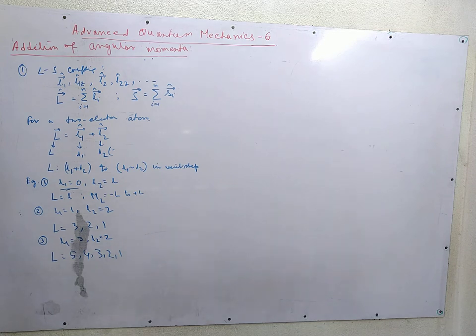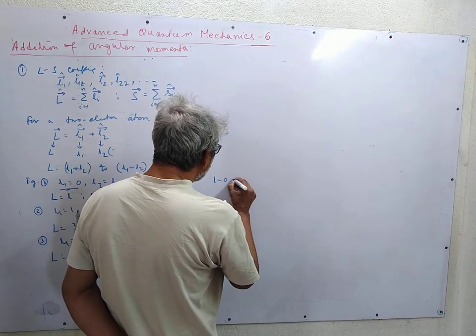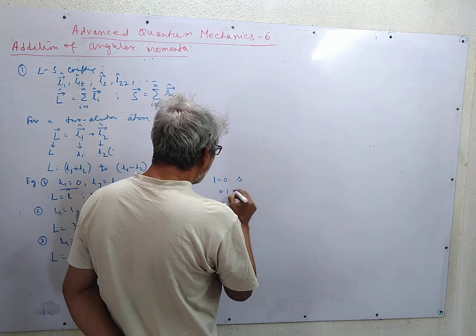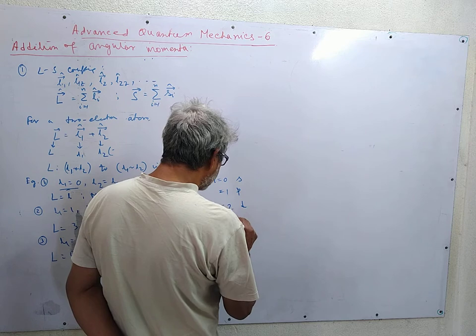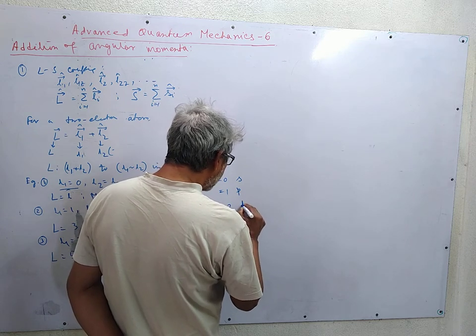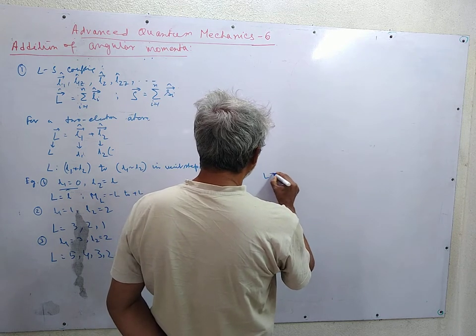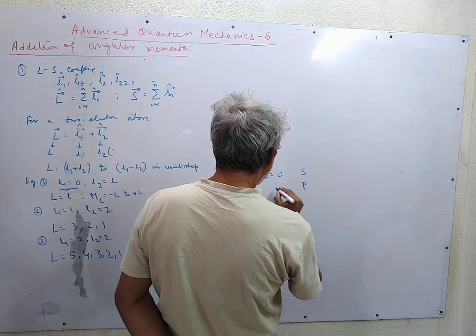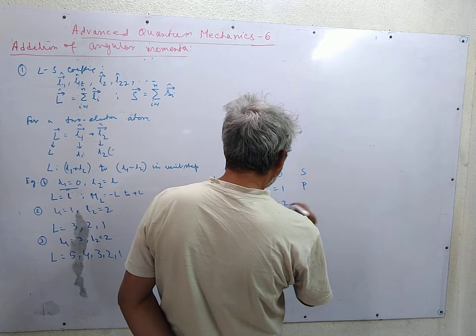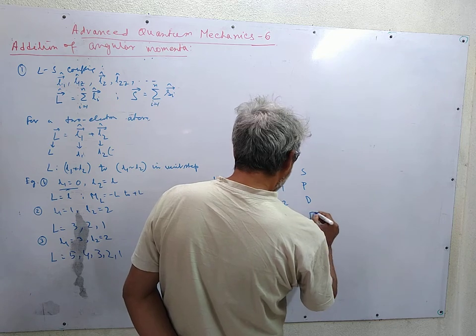Coming to the spectroscopic notation, for an atomic electron, if we have small l equal to 0, we say it's an s state. For 1, we say p state. For 2, we say d state. For 3, we say f state. Correspondingly, if capital L is equal to 0, we call it capital S state, then capital P, capital D, and for 3, capital F.